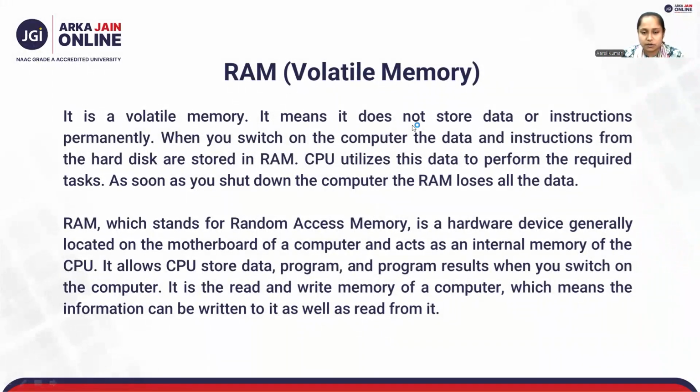Next, we have: primary memory is of two types, RAM and ROM. RAM is volatile memory. It means it does not store data or instructions permanently. When you switch on the computer, the data and instructions from the hard disk are stored in RAM. The CPU utilizes this data to perform a required task. As soon as you shut down the computer, the RAM loses all the data.